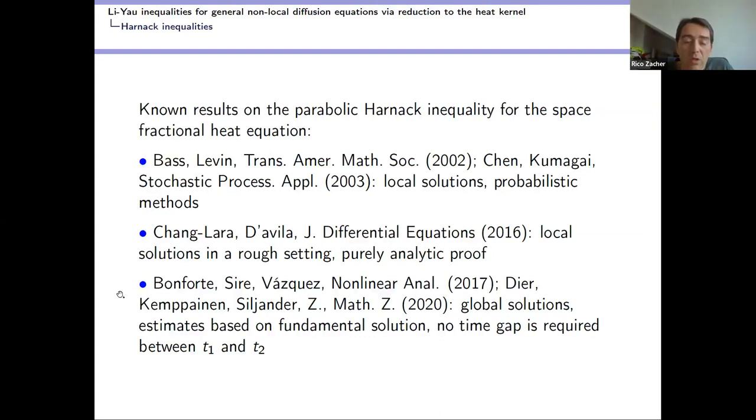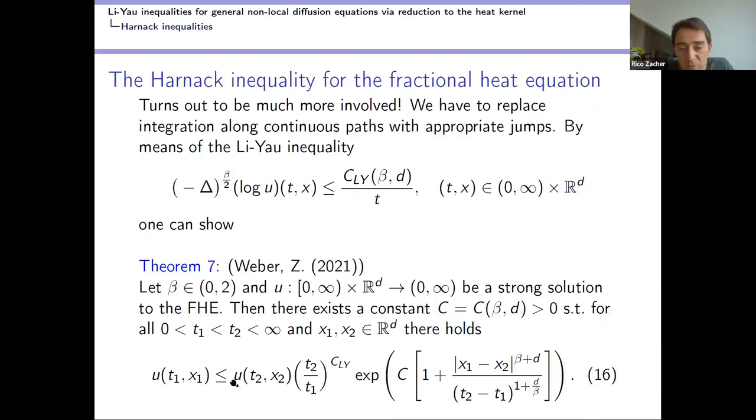But you can also use the heat kernel representation. If you have a global solution, you can work directly with the heat kernel and suitable estimates to prove Harnack estimates. And if you use the heat kernel, you see actually you do not need a time gap between t1 and t2, like in the classical parabolic Harnack inequality. So that's a significant difference to the classical case. And in this result, we are not able to cover this case. So it's not a sharp and optimal result, but at least it is a Harnack inequality, and that was the main point for us.